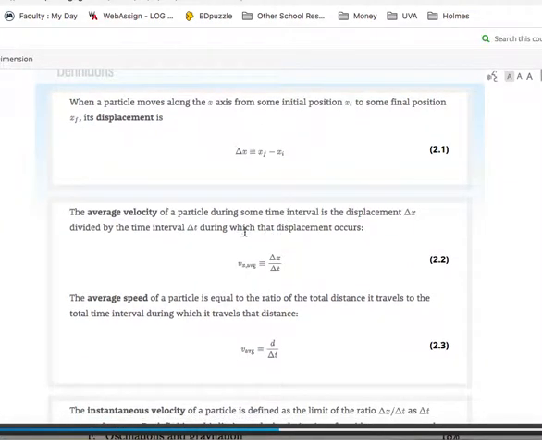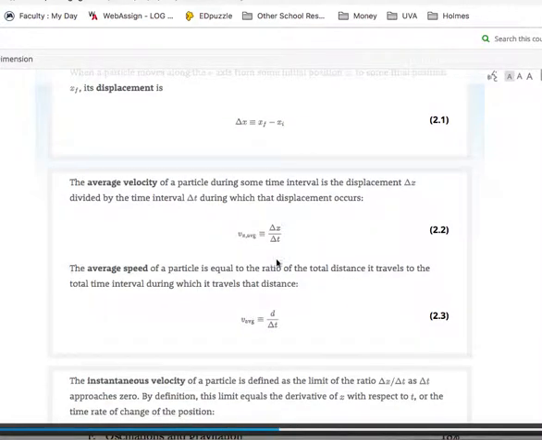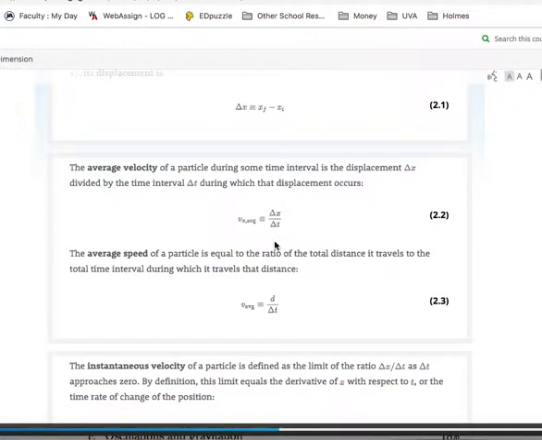Then we have velocity. Velocity is the rate of change of displacement. This is the algebraic form. The calculus-based form is that the average velocity is dx dt, the rate of change of displacement. Actually, the rate of change of position.